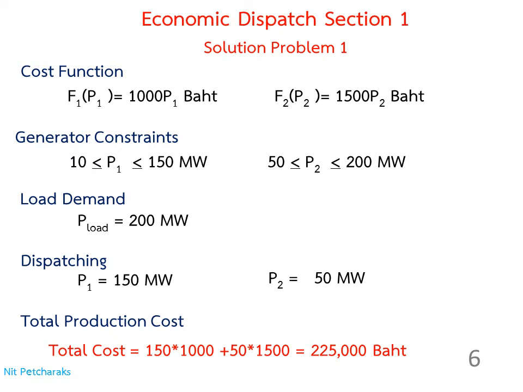225,000 baht. Can you expect what happens if load climbs up to 220 megawatt? Let's think about it. 1, 2, 3. The answer is G2 will produce the additional load, 20 megawatt, since G1 has already reached its upper limit.